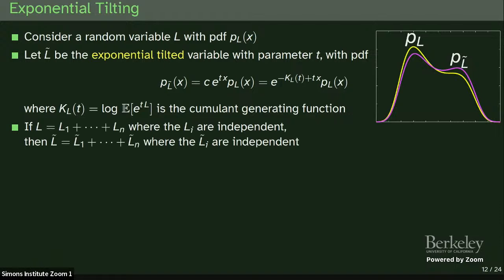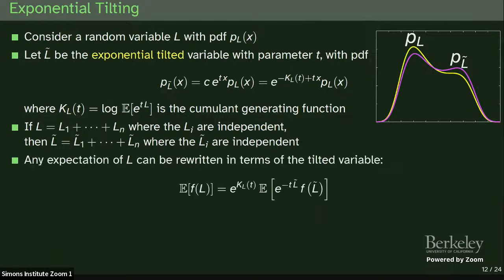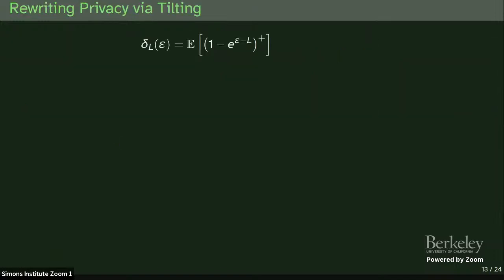For example, if L is a sum of a bunch of things that are independent, then the tilted version is a sum of the same tilting applied to each individual variable, and these are again independent. Also, any expectation of L can be rewritten in terms of the tilted variable. It's very simple, just put in an exponential and take it out, and then you have this very simple form. So we can apply this to the privacy calculation.